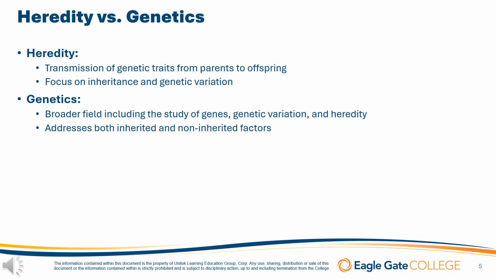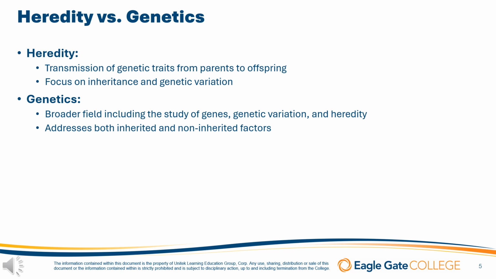While heredity is specifically about the inheritance of traits, genetics covers both inherited traits and non-inherited factors that can affect health and development. For example, again, those inherited factors or traits pass from parents to offspring like genetic diseases. But non-inherited factors, that's where genetic research also explores environmental influences on gene expression, such as how diet or exposure to toxins might affect health or development.